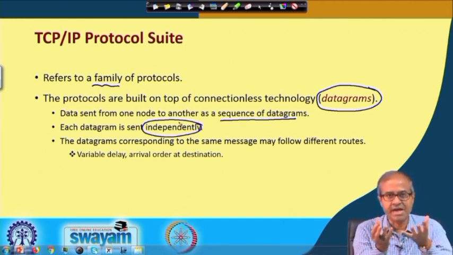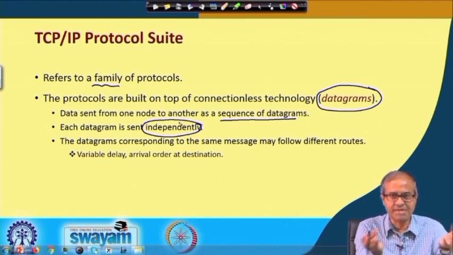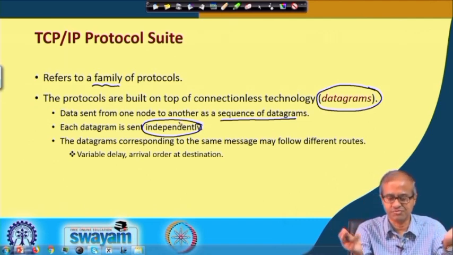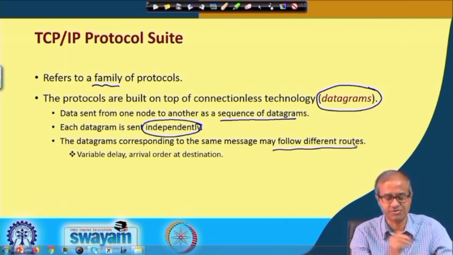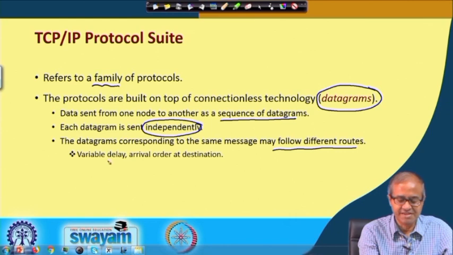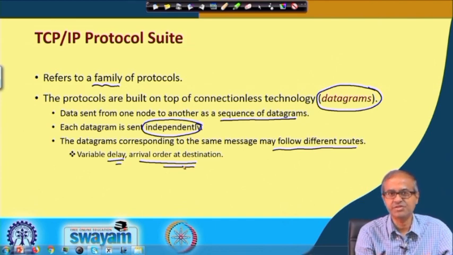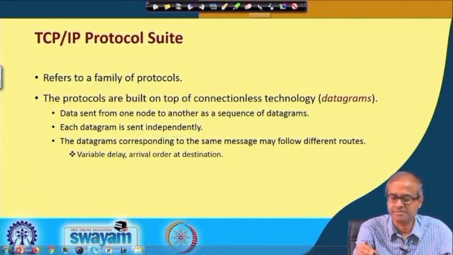The same message can be broken up into several packets, and each of these packets or datagrams may follow different routes. So, delay may be variable, and the arrival order at the destination may be different. This we have already discussed earlier.